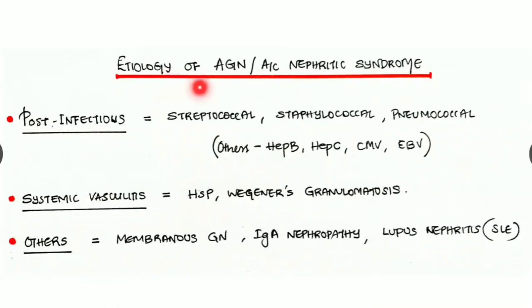Let's see the etiology of acute glomerulonephritis, or this acute nephritic syndrome. It can be due to post-infectious causes like streptococcal, staphylococcal, pneumococcal, etc. and other agents are hepatitis B virus, hepatitis C virus, cytomegalovirus and Epstein-Barr virus. It can be a part of the systemic vasculitis like Henoch-Schönlein purpura, Wegener's granulomatosis, etc. And other types are membranous glomerulonephritis, IgA nephropathy, and lupus nephritis seen in SLE.